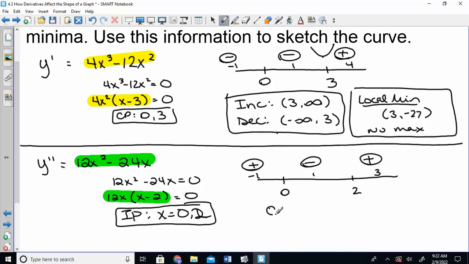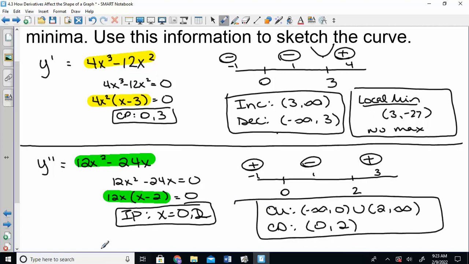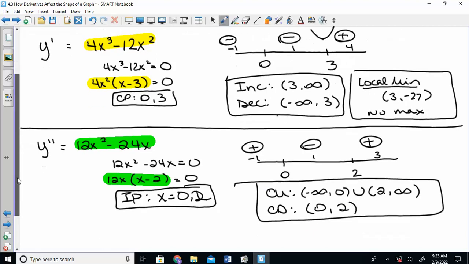So everybody understand where I'm getting my positives and negatives? So this graph is concave up where? Negative infinity to 0, and 2 to infinity. And concave down? 0 to 2.